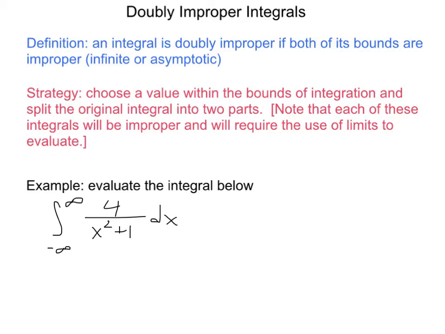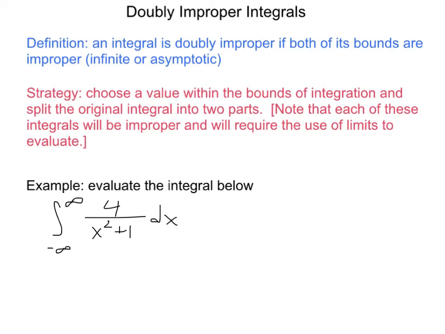So we covered quite a few of the basic mechanics of working through improper integrals in the previous video, and in this one we're going to go on to doubly improper integrals. A doubly improper integral is one that has both of its bounds being improper. Either they're both infinite or they're both asymptotic, or maybe one of them is an asymptote and one of them is infinite. Basically, you've got two things that are wrong with it.